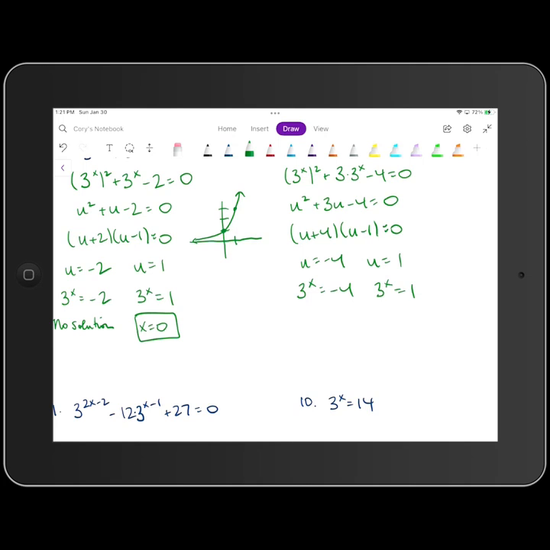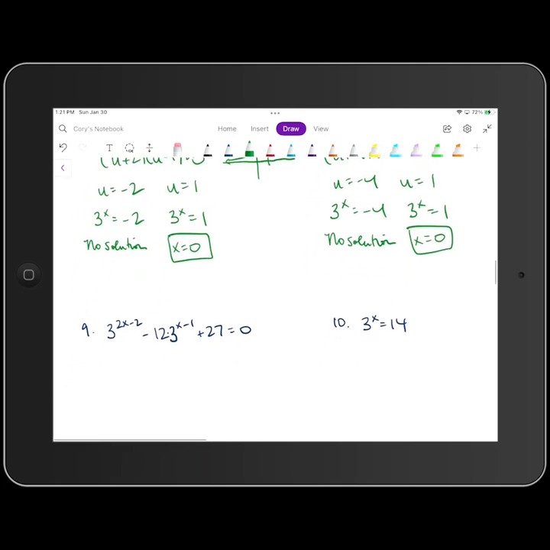3 to the x power is never negative 4, so that part has no solution. 3 to the x power is going to be equal to 1, again, when x is equal to 0. So it just so happens that those two equations have a solution of x is equal to 0. That's not always the case for those exponential equations.